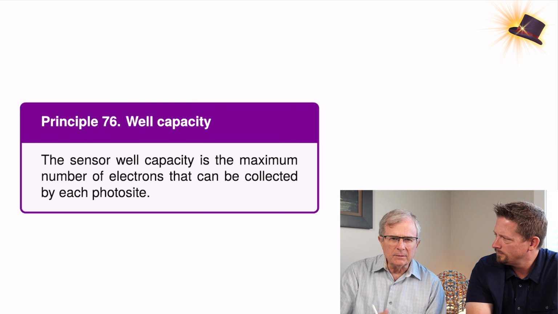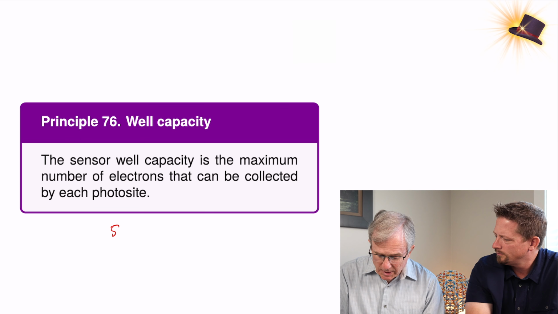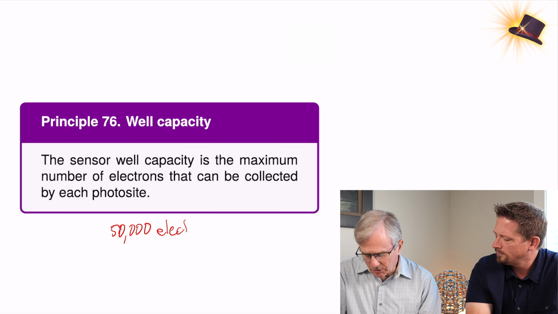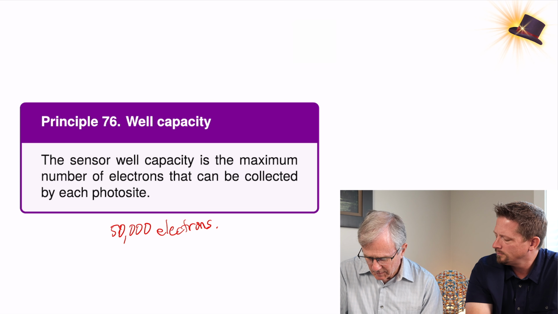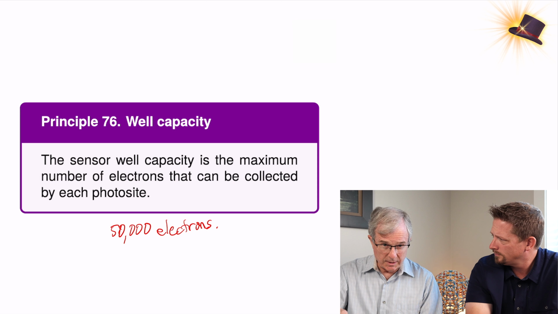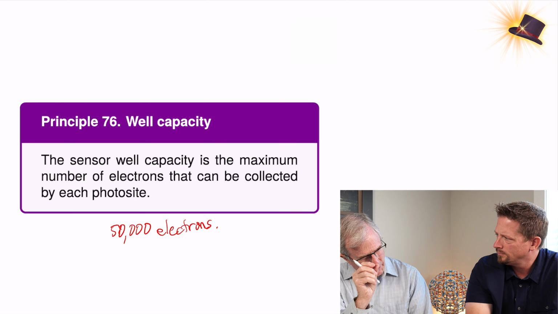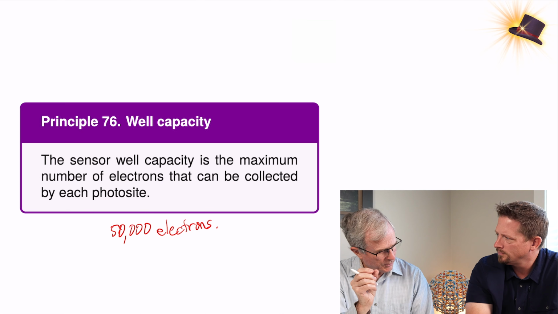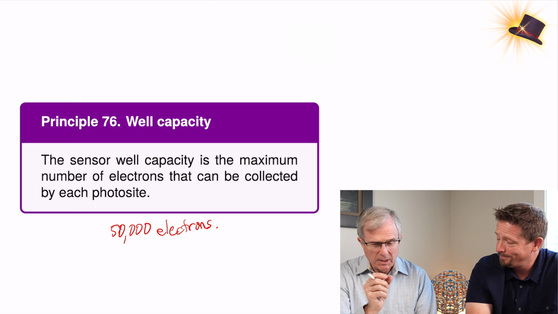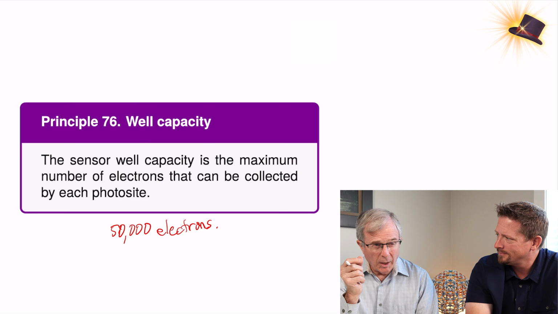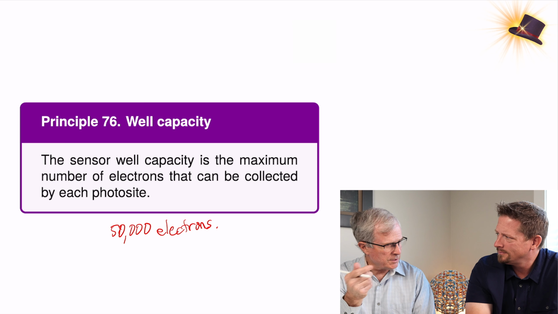I want to go back to the well capacity too. For our sensor, the well capacity is 50,000 electrons. So each photosite on the sensor can collect up to 50,000 electrons. For smaller sensors with smaller photosites, they can't collect as many electrons. Our pixel sizes are 3.76 microns, but you can get some sensors with 6 or 7 or 8 micron pixels, and they have huge well capacities.